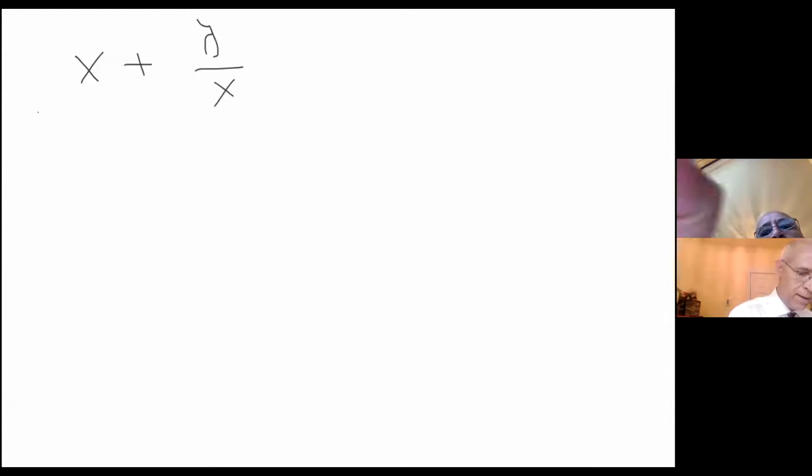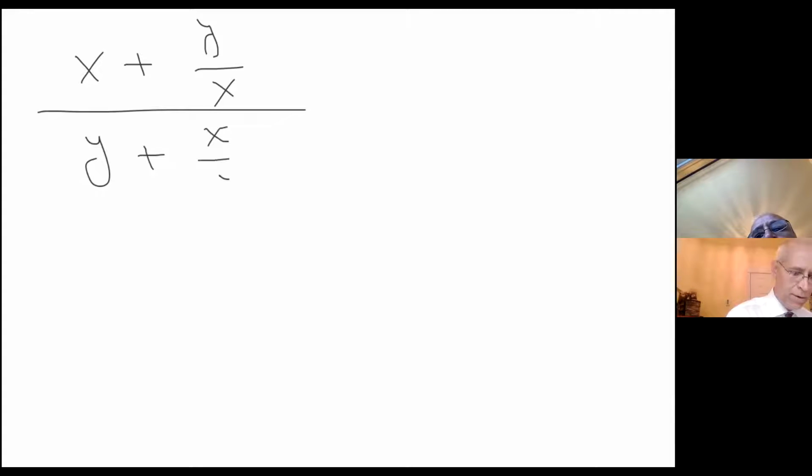Hello, everyone. I'm going to show you 4 examples for section 1.4, simplifying expressions. Suppose we are simplifying (x plus y over x) divided by (y plus x over y).